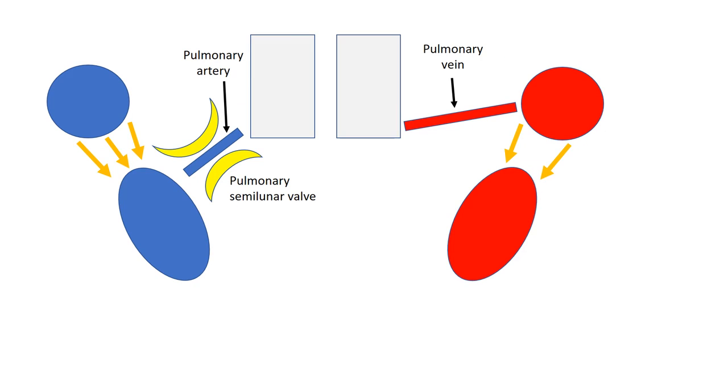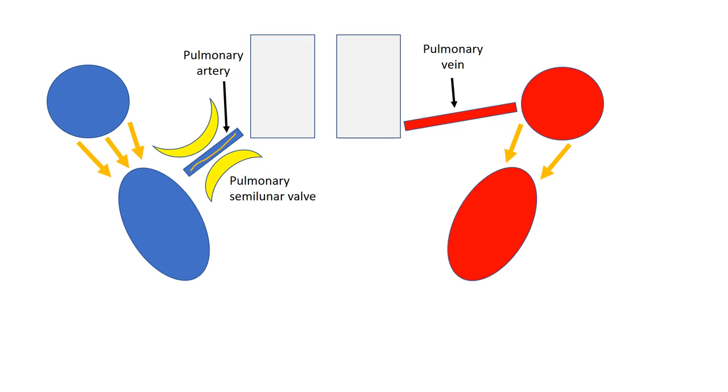Now it's time to talk about blood moving to the lungs and from the lungs. We have the pulmonary artery. Remember that arteries take blood away from the heart, and blood is moving from the right ventricle away from the heart into the lungs. So that's the pulmonary artery, and it's the only artery that carries deoxygenated blood.